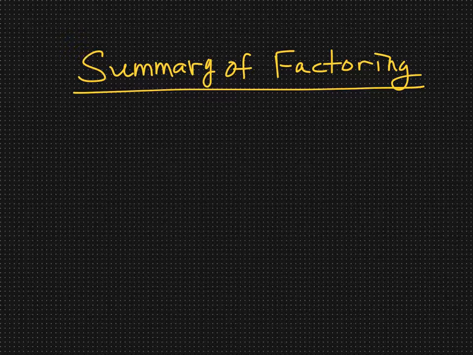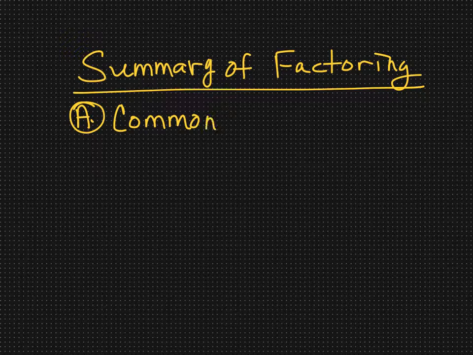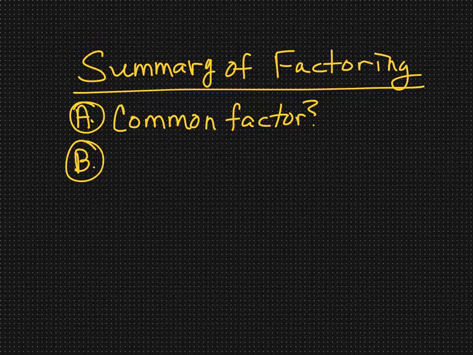So, here's what you already know. You know that the first thing we're going to do on any factoring problem is look for a common factor. So every time we get something to factor in this chapter or moving forward, that's the first question we ask. Is there a common factor? If there is, we factor it out. If there's not, we just move on to the second step.